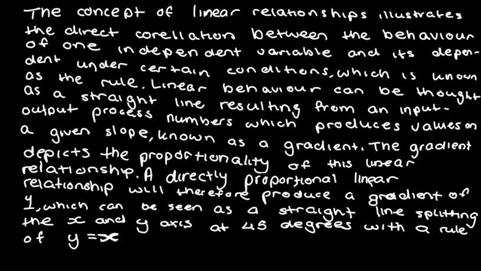A directly proportional linear relationship will therefore produce a gradient of 1, which can be seen as a straight line splitting the x and y axes at 45 degrees, with the rule of y equals x.